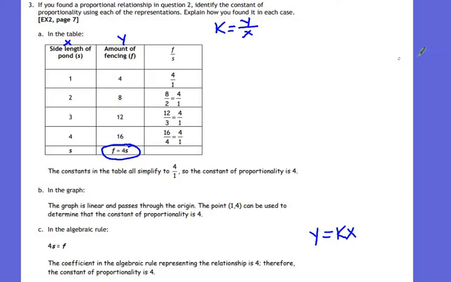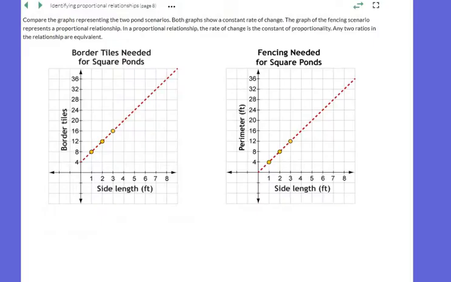Alright, moving right along. This is not in your book. We're just going to tie everything together here. This was my graph from the tiles that I needed with the pond. And we saw yesterday that it was linear, but it was non-proportional because it did not go through the origin. It's because I had those extra corners to deal with on the tiles around my pond.